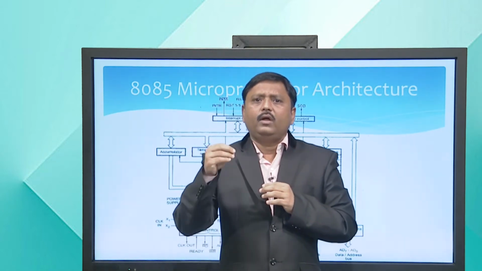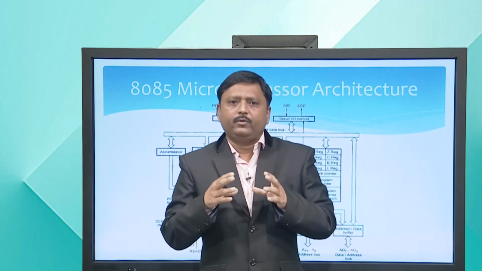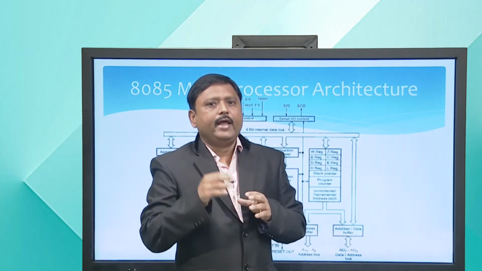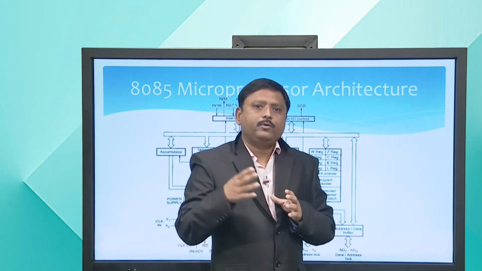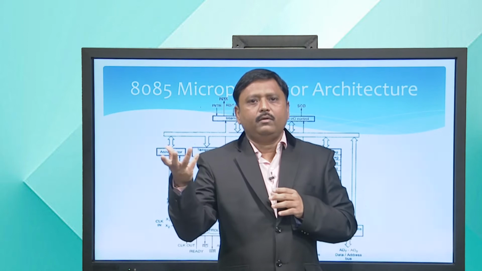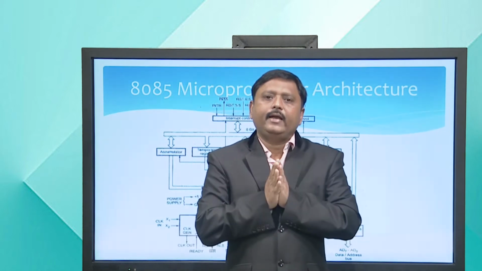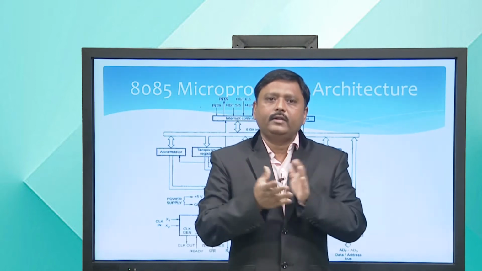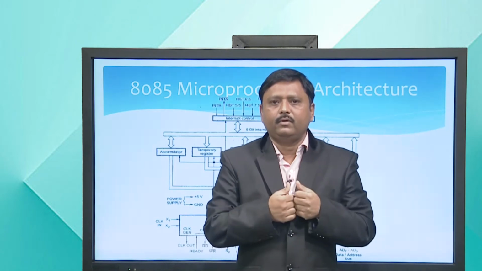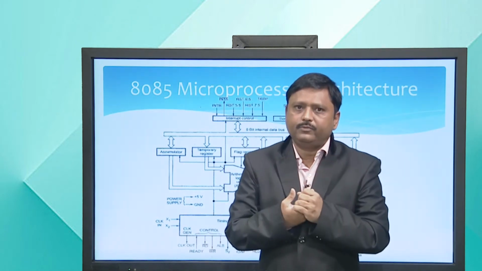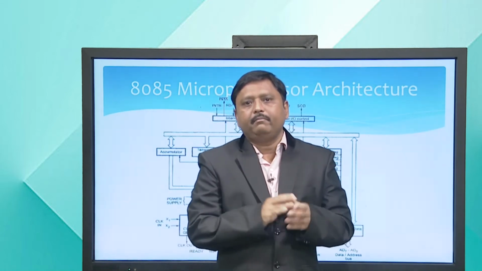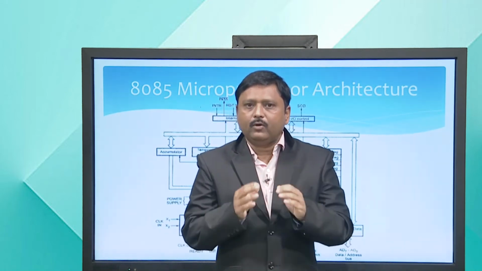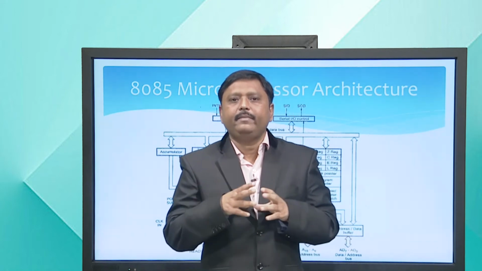Now, it is an 8-bit microprocessor and it uses an 8-bit data bus. On similar lines, if a microprocessor uses more data bits, then it is called that many bits of microprocessor. For example, 8086 is an example of a 16-bit microprocessor. Why? Because it has a 16-bit data bus.